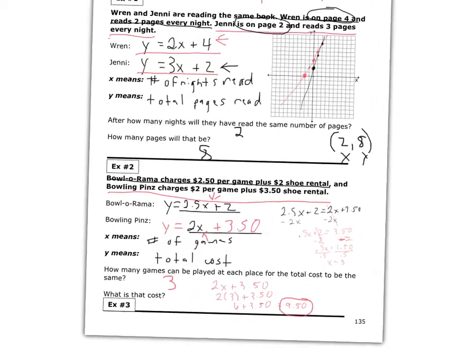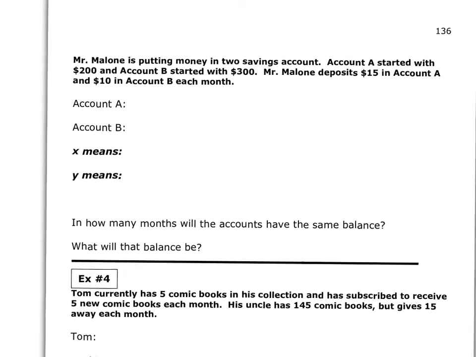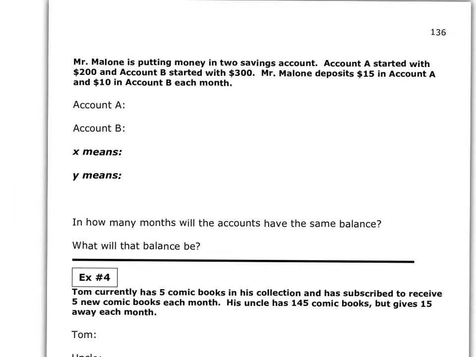Okay, so there's 2 examples for you. Go ahead and flip to the next page. All right, I would like you to try to write the equation for both account A and account B in this problem. Remember, you need to find where you start. That's your y-intercept. And then whatever you deposit every month is going to be your slope. So go ahead and write the equation for account A and account B.